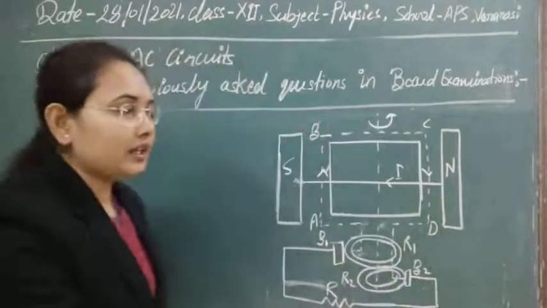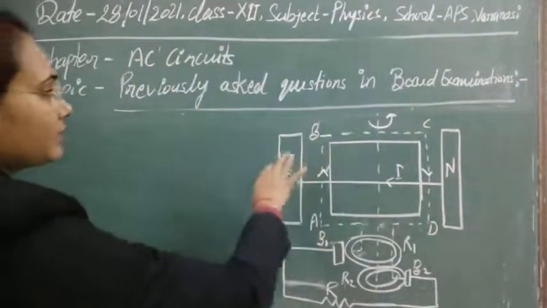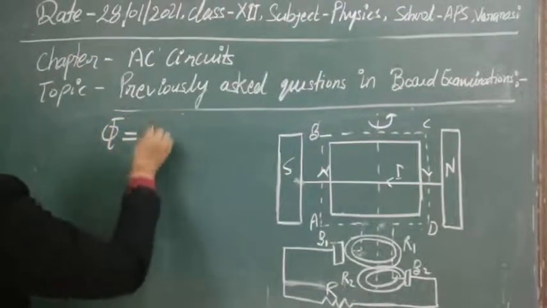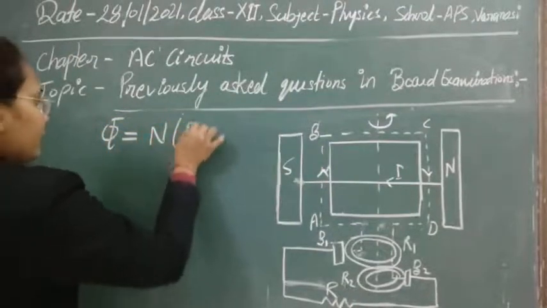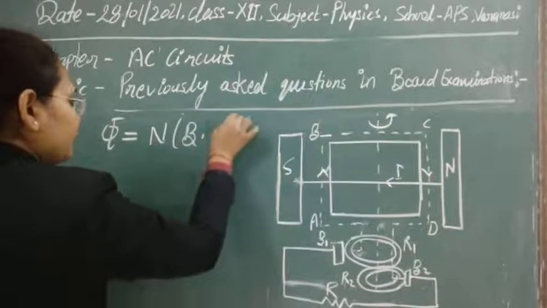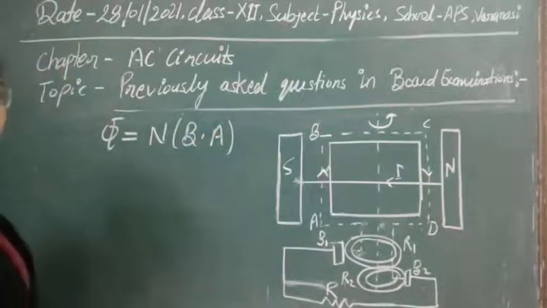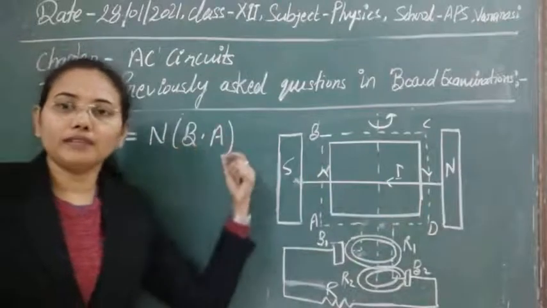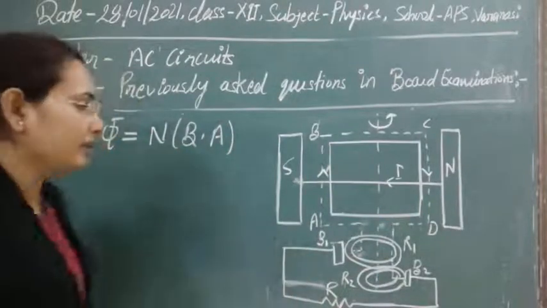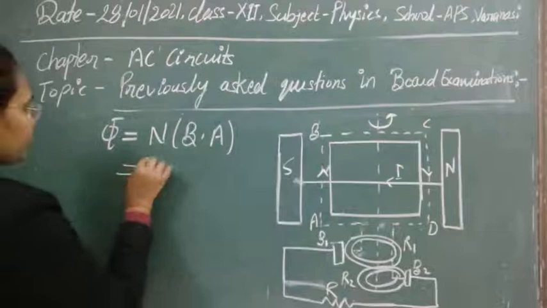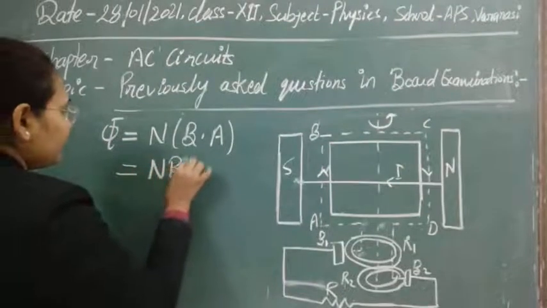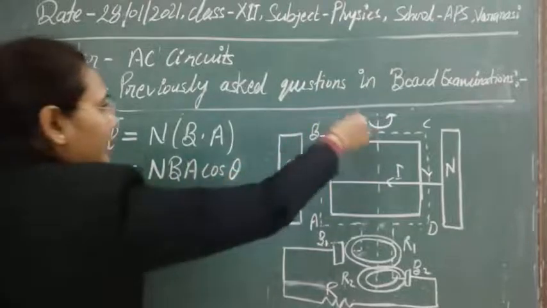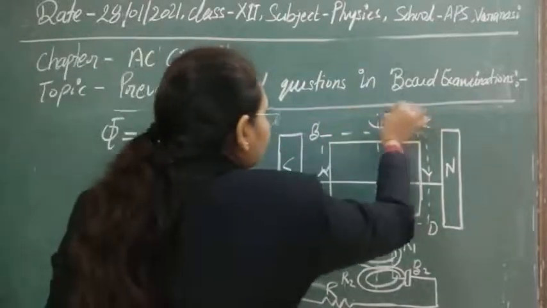First of all, the flux associated with this coil will be phi equal to N B dot A. Clear? If A is the area of each turn and the number of turns is capital N, then the whole area will be equal to NA here. Now if you solve it, this will be NBA cos theta. And here it is given that it is rotating with the angular velocity omega.